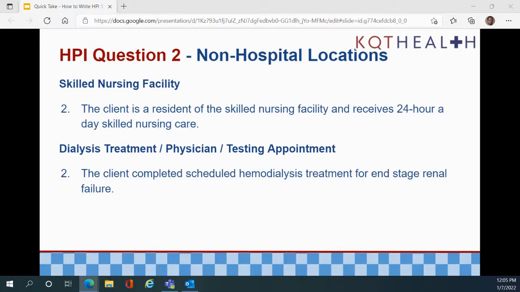Even when the referring pickup location is not an acute care hospital, you want to identify the condition and care that was provided at this location. Skilled nursing facility example. The client is a resident of the skilled nursing facility and receives 24-hour-a-day skilled nursing care. Dialysis treatment example. The client completed scheduled hemodialysis treatment for end-stage renal failure. This same structure, identifying the condition and care that was provided, must be used for any kind of medical treatment and/or diagnostic testing appointment.